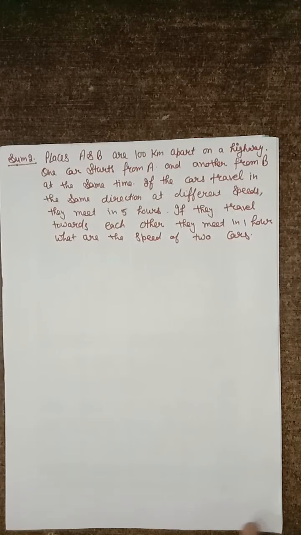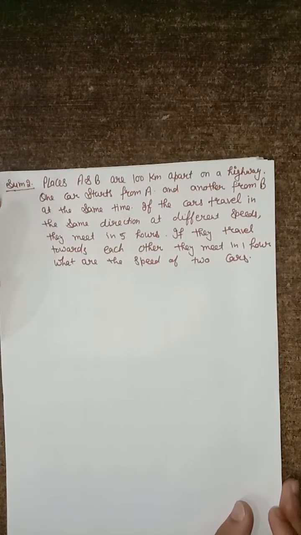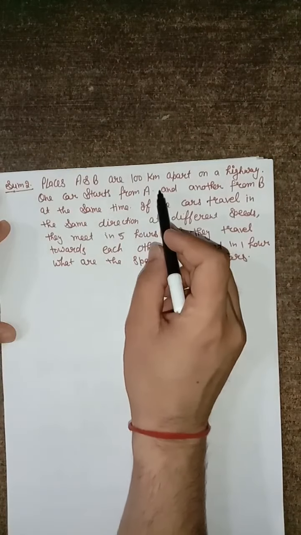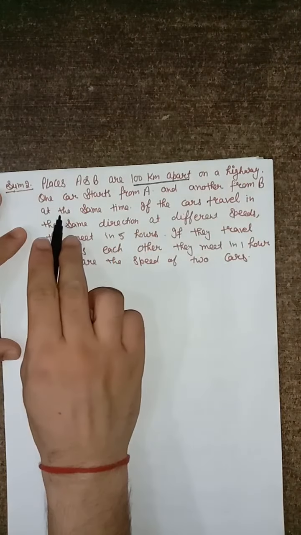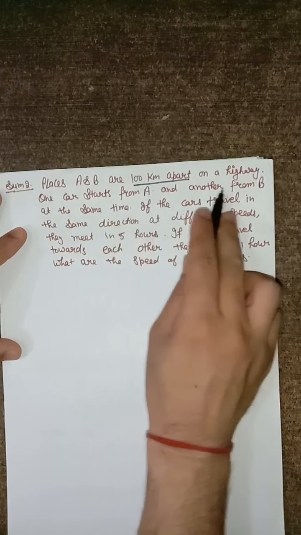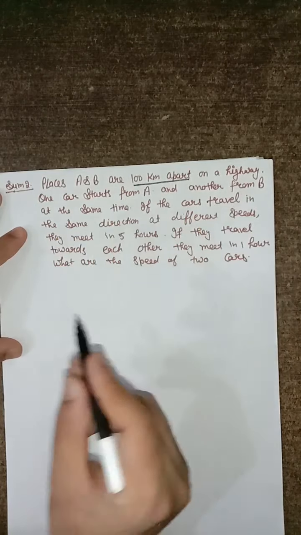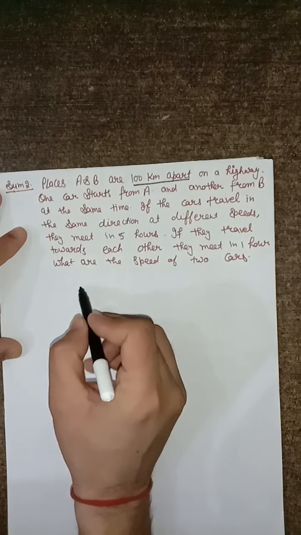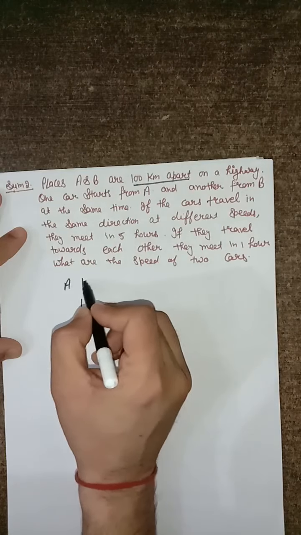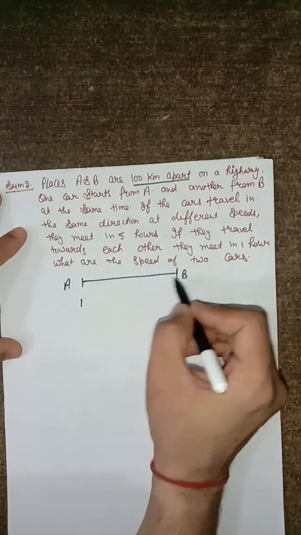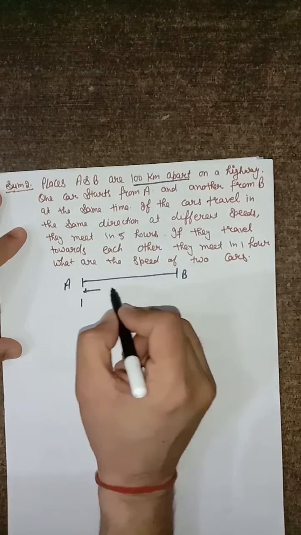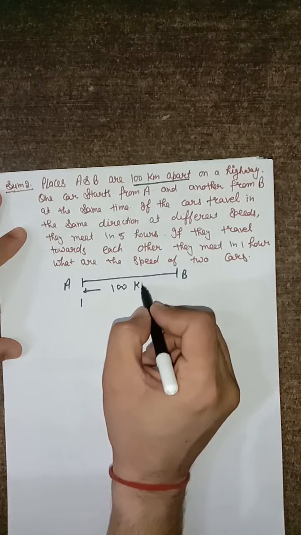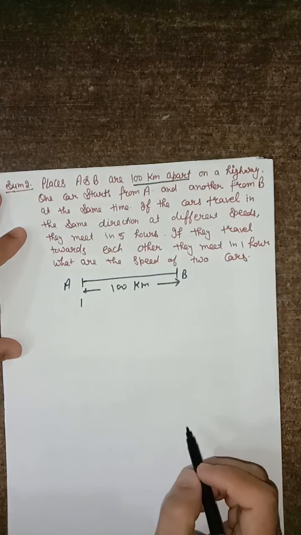Our next problem is: places A and B are 100 km apart. On a highway, one car starts from A and another from B. This is my A and this is my B. Places A and B are 100 km apart, meaning the distance is 100 km.